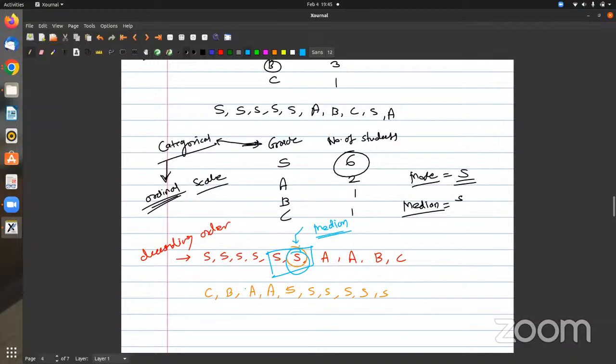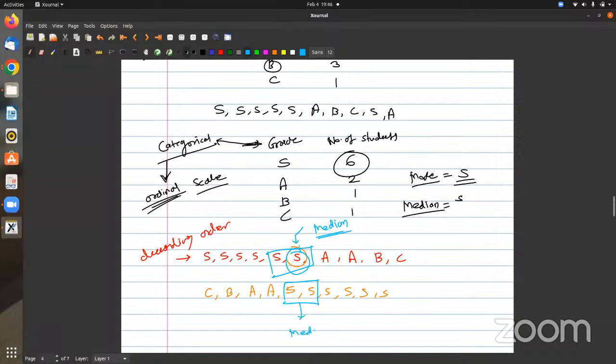Sir, can we apply mode to a numerical variable? Yes, a numerical variable will definitely have mean, median and mode, all 3 measures. In this case also, okay, we'll finish. No, 1 minute. We'll finish this first.